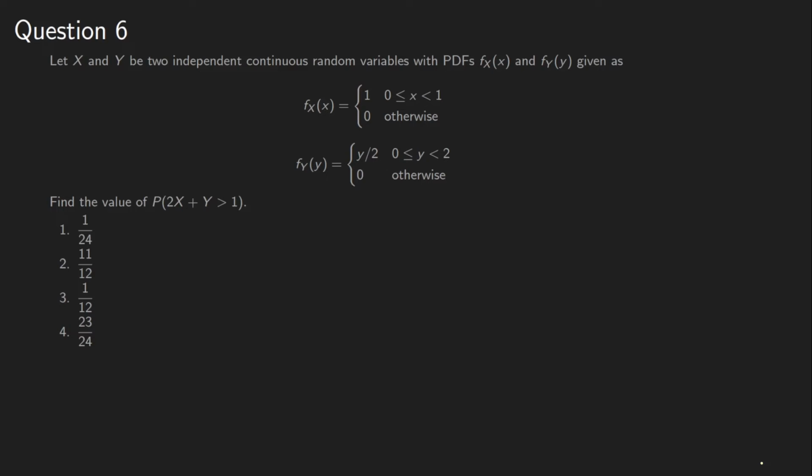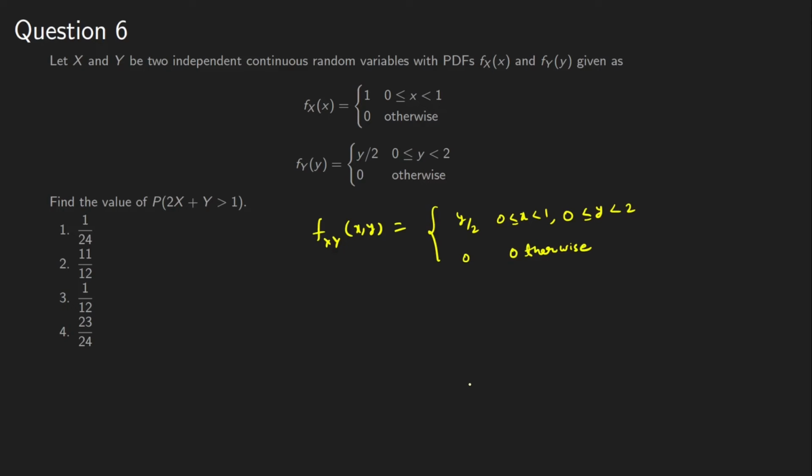But we have been given this information that x and y are independent continuous random variables. It means we can find out f_XY at x, y by multiplying the PDFs of x and y, because we know that the joint PDF of independent random variables is just the product of the marginal PDFs. So it will be equal to the product of y by 2 and 1. So it is equal to y by 2 when x is in the range 0 to 1 and y falls in the range 0 to 2, and it's 0 otherwise.